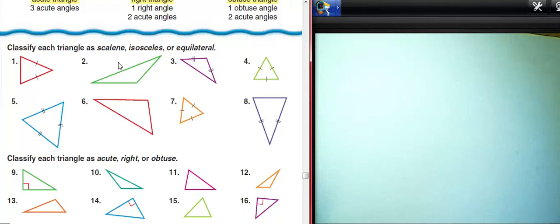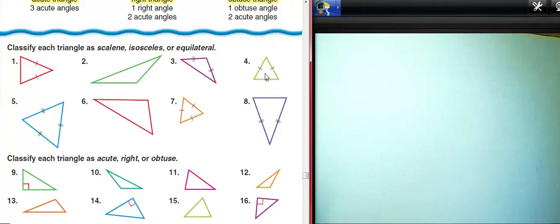Question 2, we have 3 sides not equal in length. So it was a scalene triangle. Number 3, we have 2 sides equal in length. It was an isosceles triangle. Question 3, isosceles triangle.